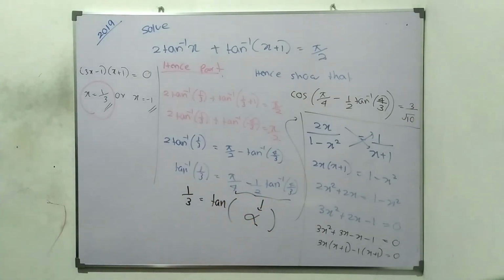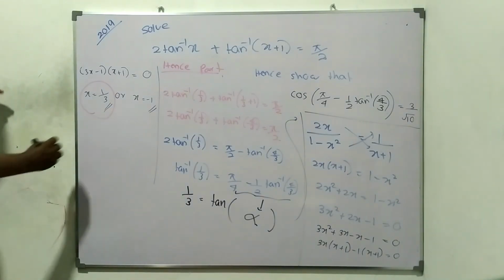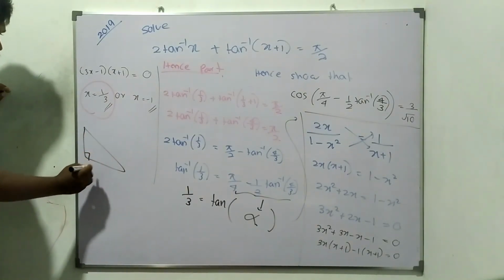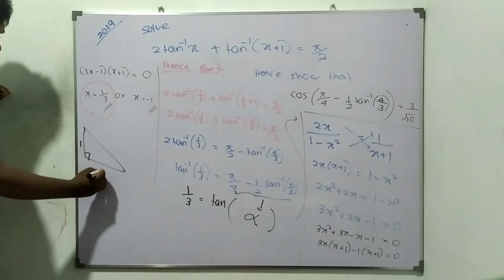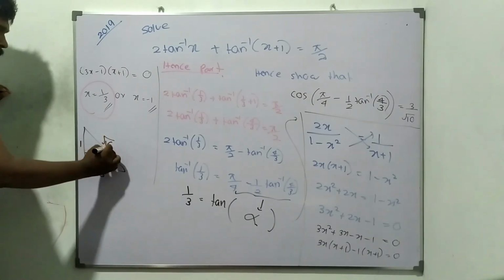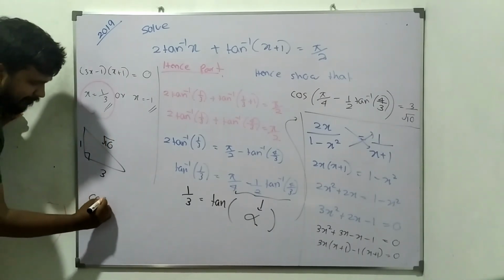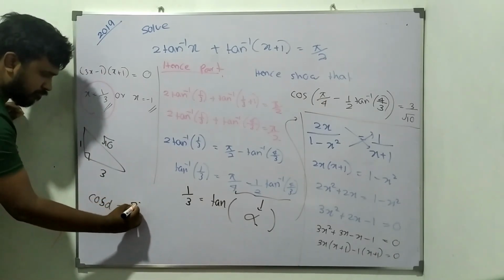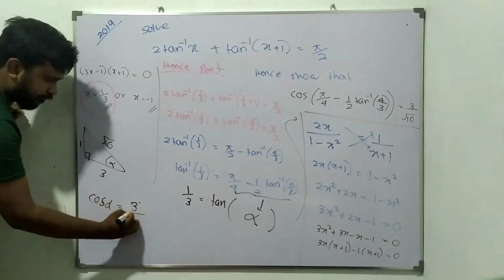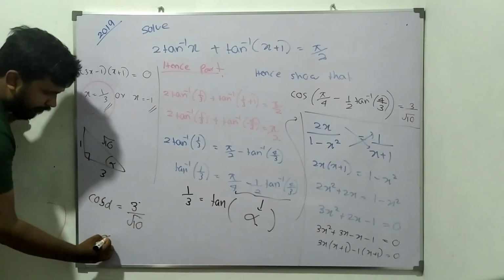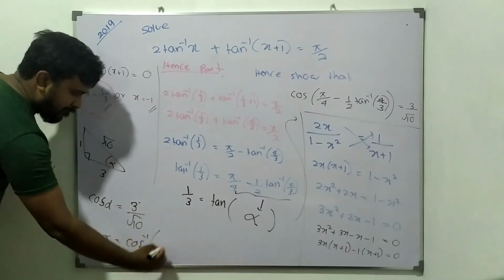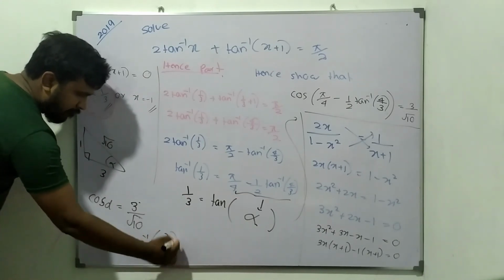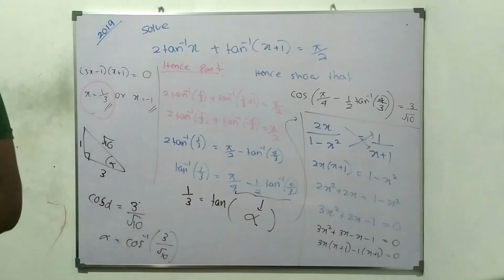I assume that as alpha. So I'm going to draw the triangle with tan alpha is 1 over 3, and the hypotenuse will be root 10. Cos alpha equal root 3 over root 10. So alpha means this whole thing, right? So it's proved finally. Right. So this is the final answer.